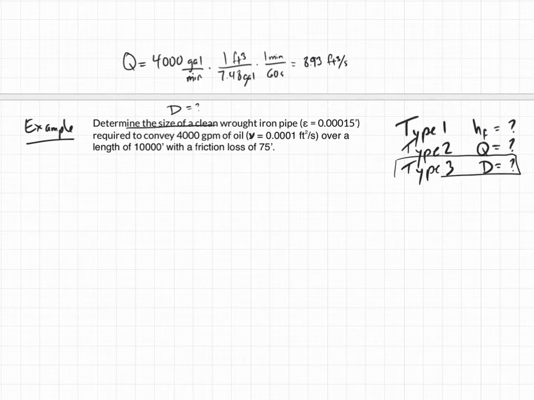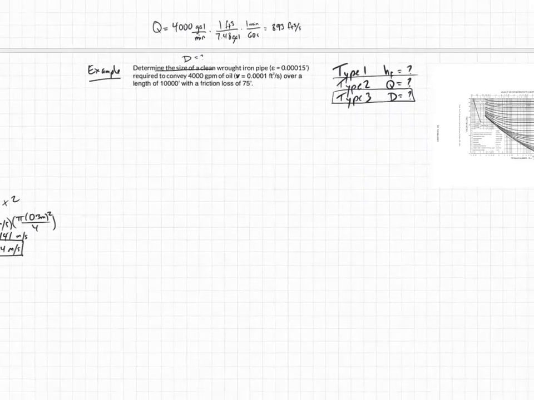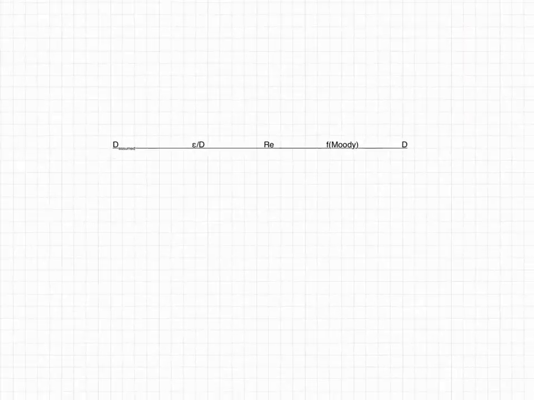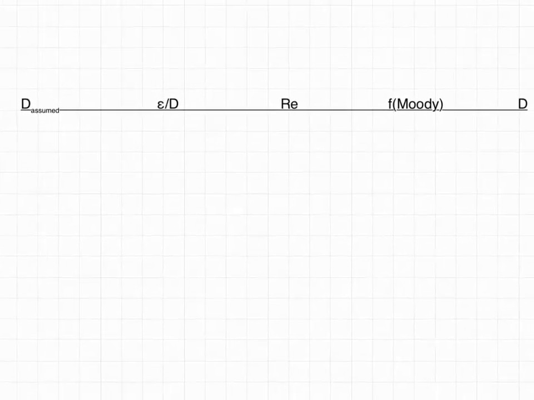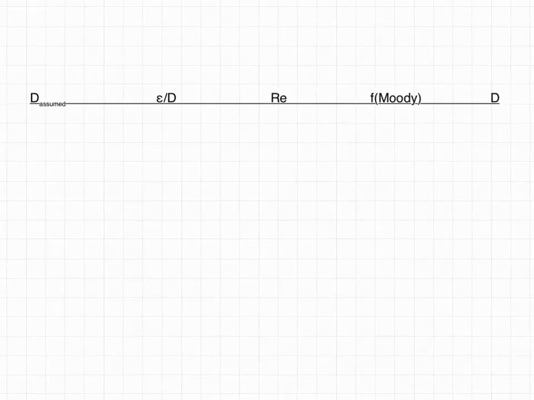Type 3 is another iteration. Basically, type 1 is no iteration. Type 2 and type 3, we're going to have to iterate. I'm going to tell you right now before we even start, as soon as you see that, this is your iteration right here. It's going to be D assumed, epsilon on D, Reynolds number, Moody, and then D. And so we're going to have equations here. This is going to be equation 1. This will be equation 2. That's Moody, and this is going to be equation 3. We have to figure out what those equations are.